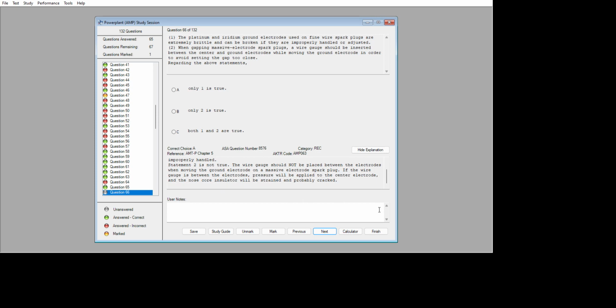The wire gauge should not be placed between the electrodes when moving the ground electrodes. On a massive electrode spark plug, if the wire gauge is between the electrodes, pressure will be applied to the center electrode, and the nose core insulator will be strained and probably cracked. So the one that is true is that the platinum iridium ground electrodes used on fine wire spark plugs are extremely brittle and can be broken if they're improperly handled or adjusted.